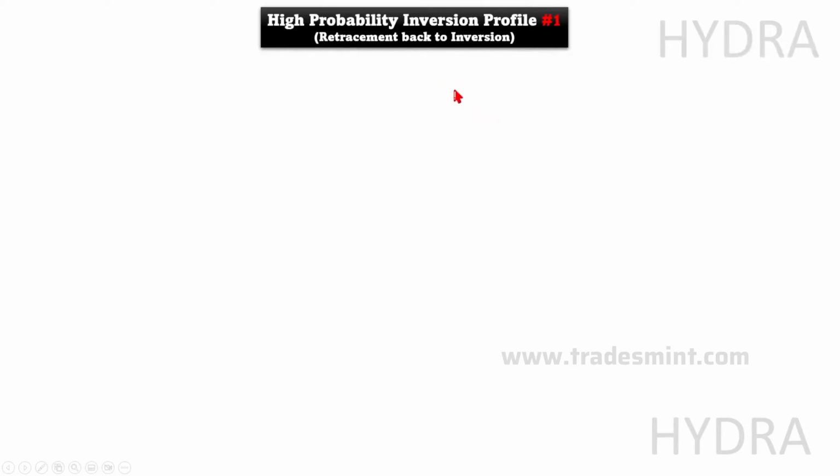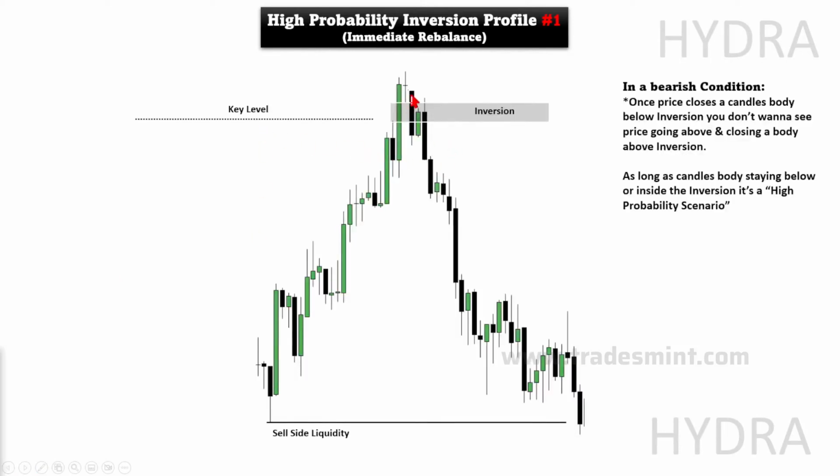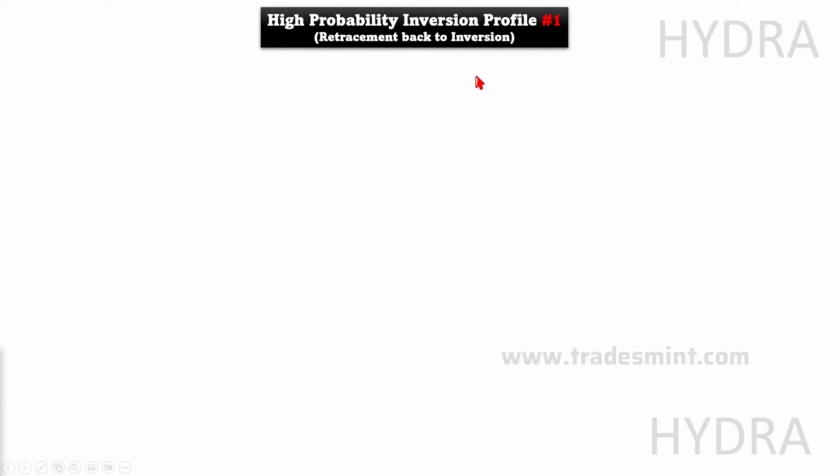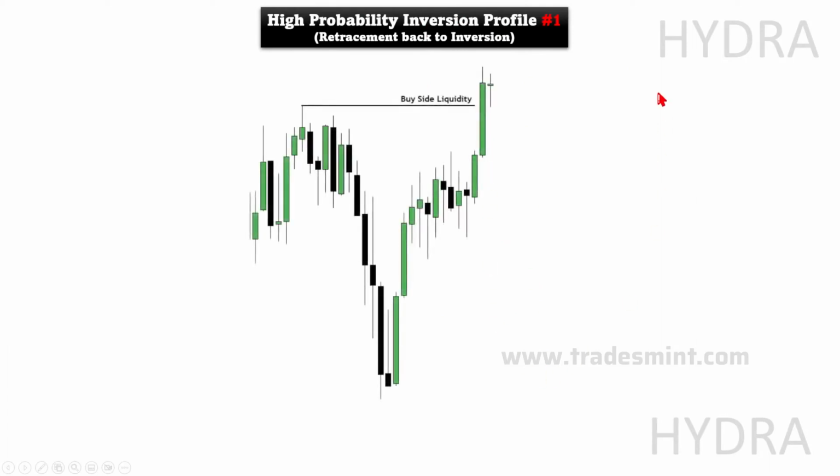So let's look at another example. In our previous slides, I taught you guys about immediate rebalance. We'll be looking to take entry when price is doing something like this. Even in the previous slide, I showed you that once price closed the candle's body below, we are executing at the next candle. Now I'll show you how to take trades using the same model when price is retracing, doing a lot more delivery and retracing back to the inversion.